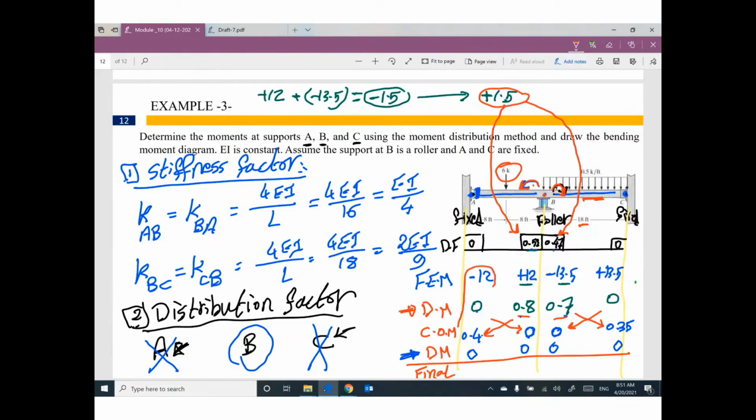Go ahead and add these numbers together. I'm going to get negative 11.6. Here positive 12.8, negative 12.8, and here 13.85. To check your final answer, make sure at B this value must equal this one but in opposite sign. So the one is positive, the other one is negative, but the values are the same. Any question?